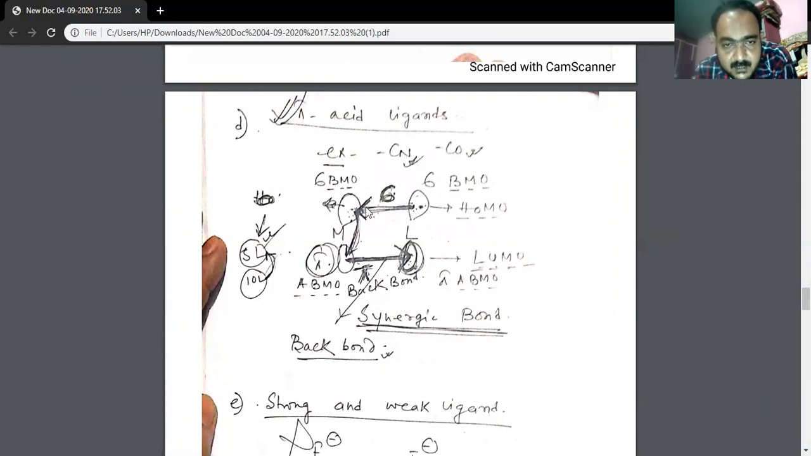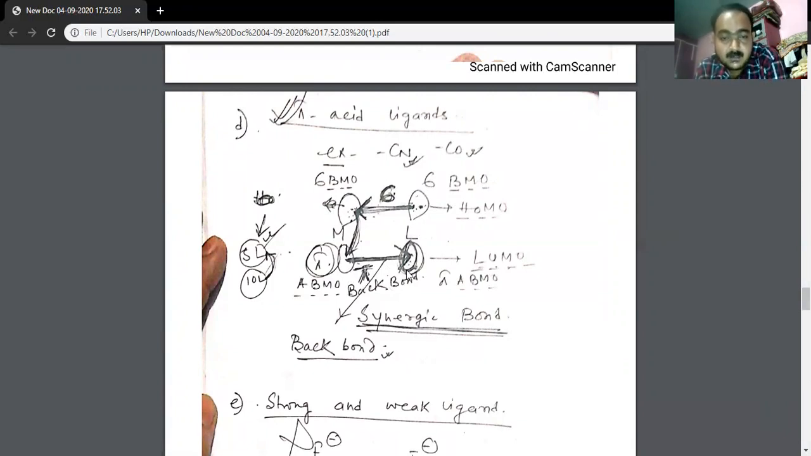So a ligand to metal sigma bond is formed, and a metal to ligand pi bond is formed. This kind of sigma and pi bond is simultaneously formed, and that is known as the synergic bond. You should remember this is the synergic bond.